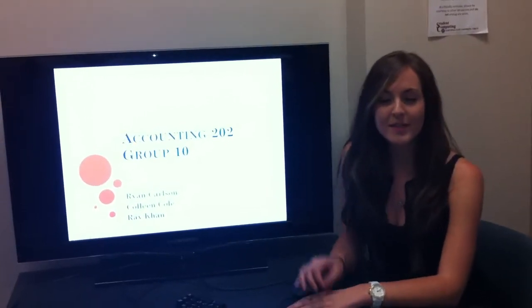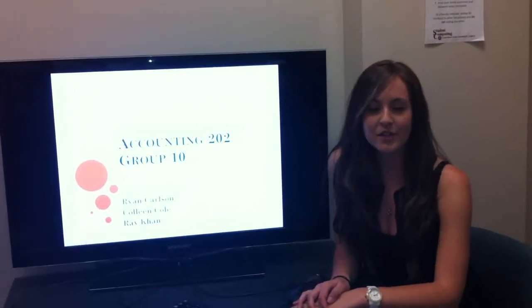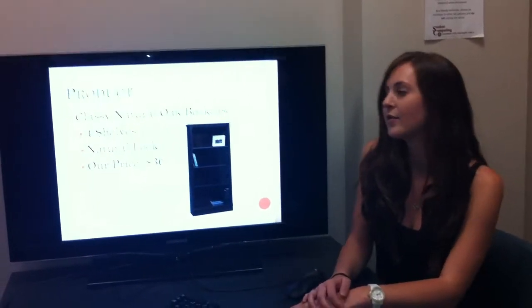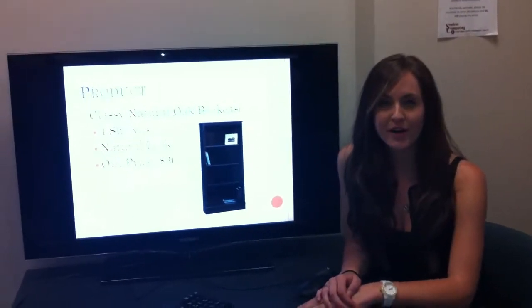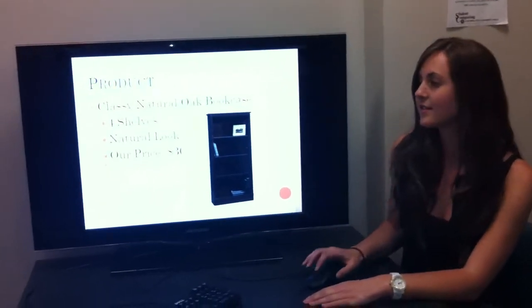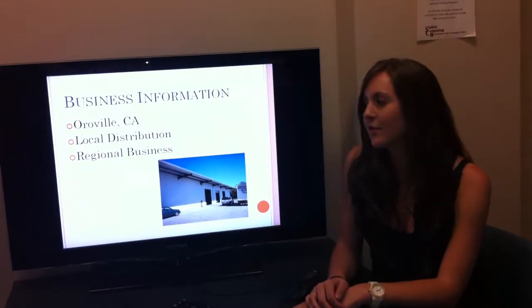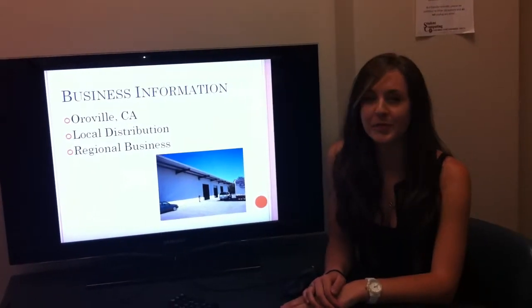We have started a small business and the product we are selling is a 4-shelf oak bookcase with 2 sides and an open back. We have a natural look and we've priced our product at $30 per bookcase. We are based out of Oroville, California, and we have local distribution to regional businesses.